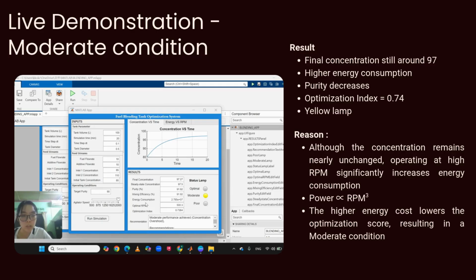Just now it was approximately 1.5 million and now it's 28 billion. This is because power consumption is proportional to the cube of rotational speed. Therefore, when we double the speed, it requires roughly 8 times more power. Although the blending performance is still acceptable, because of the excessive energy consumption, this lowers the optimization index to about 0.74, which makes this a moderate performance.